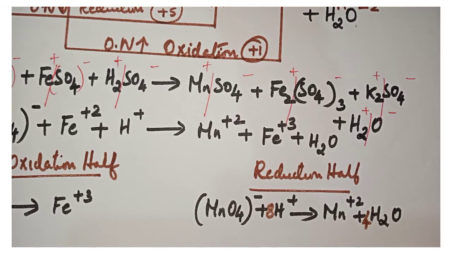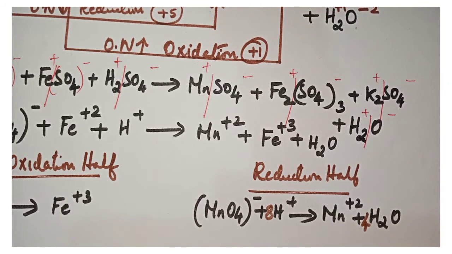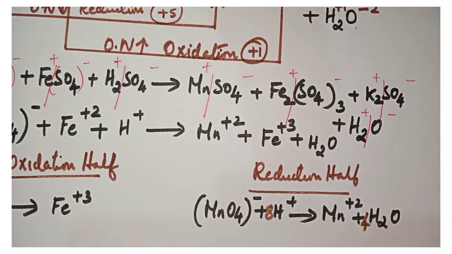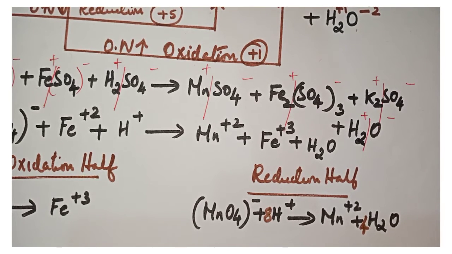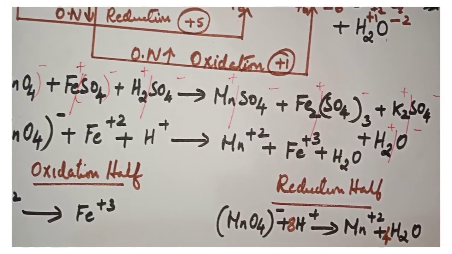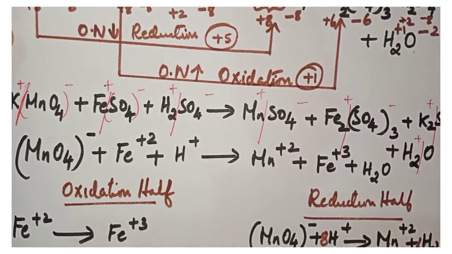So that is also balanced. Okay. So first all the atoms are balanced here. First, other than oxygen and hydrogen, we have to balance all the atoms. Then after that, we have to balance oxygen and hydrogen. Now after this, we have to balance the charges on both the sides of oxidation half and reduction half.